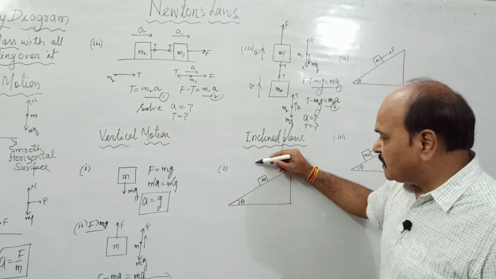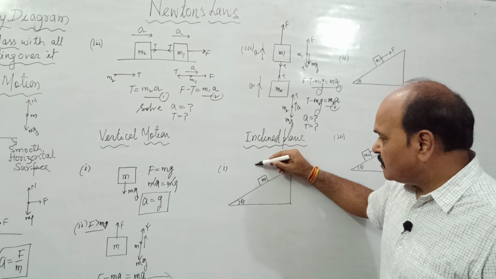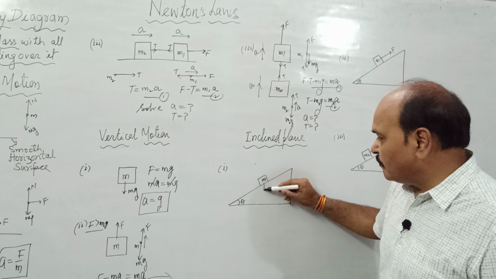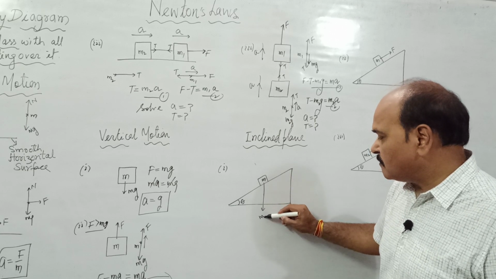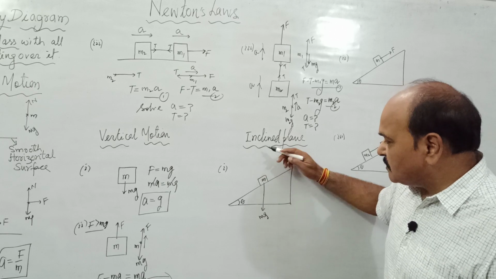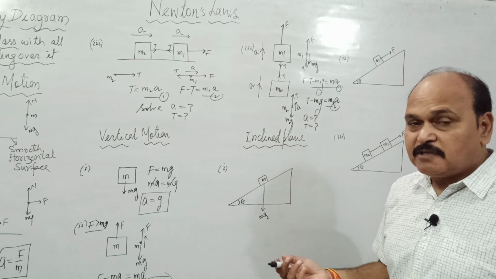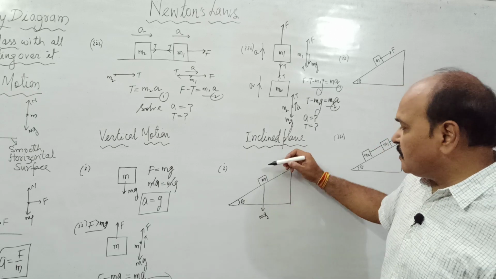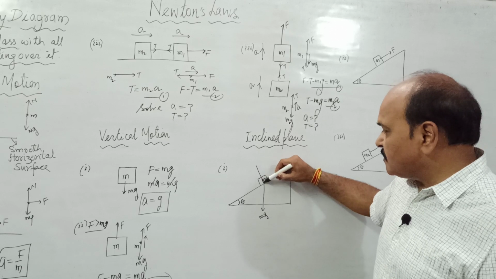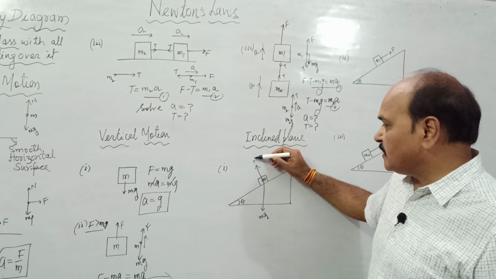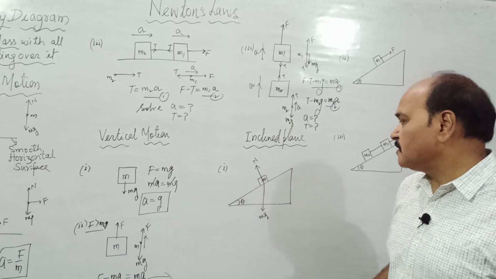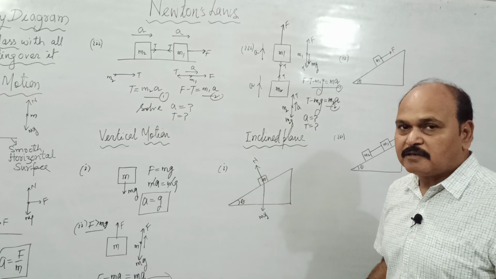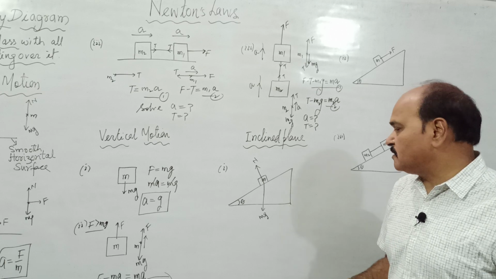The two forces acting on the mass are its own weight, which is always vertically downward, and the second force: since it is in contact with the surface, there would be a reaction of the surface acting over it, and that reaction of the surface is always normal to the surface, like this. So these are the two forces acting over this mass lying over the incline. Now what is going to happen?